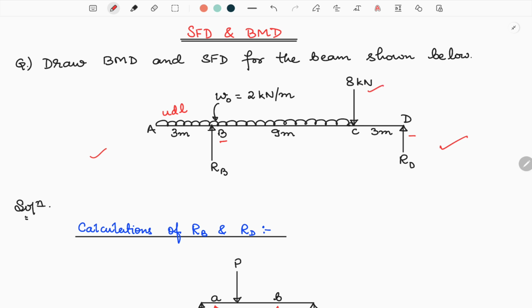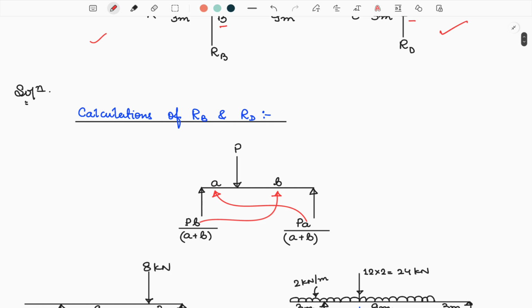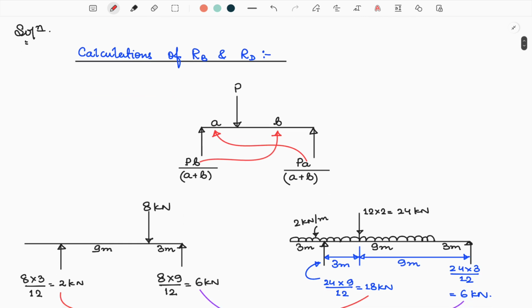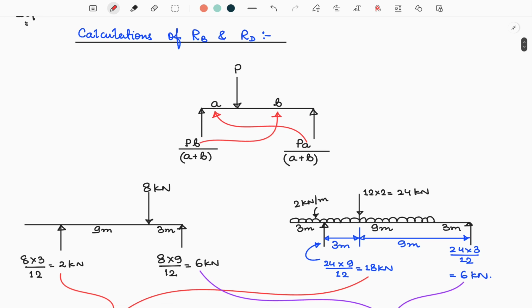So first we will have to calculate what is the reaction force at B and D. So let's try to understand how to calculate this force using the formula. If a force of P kilonewton is acting somewhere on the beam having a span length of A plus B, and P is at A distance from left and B distance from right, then the left support will carry a load of PB upon A plus B, and the right support will carry a load of PA upon A plus B.